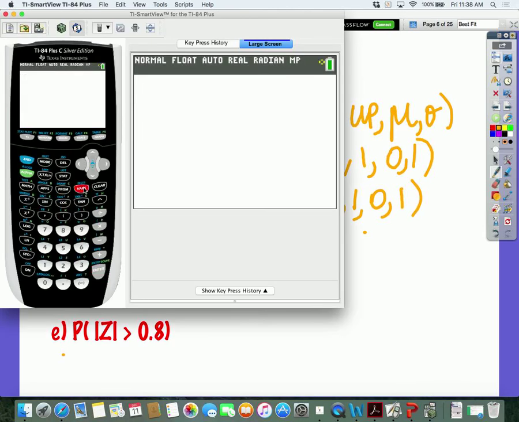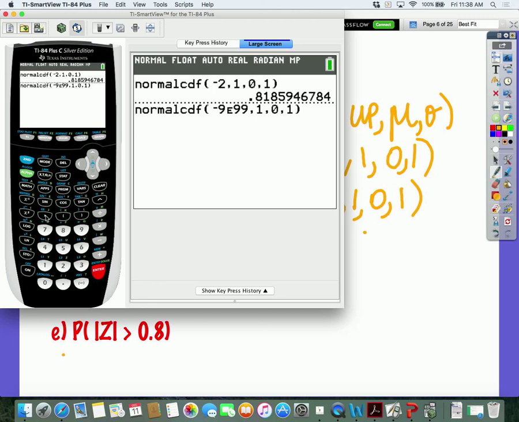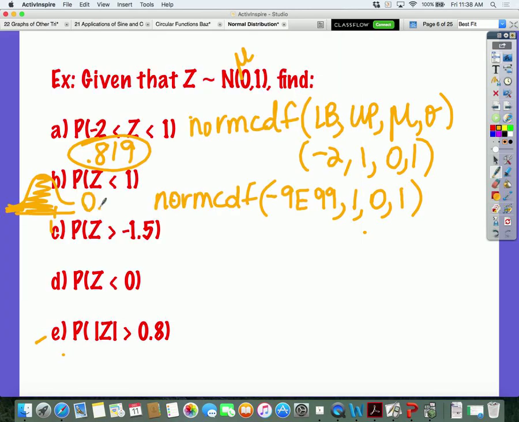So second bars, option 2. So -9, E, 99. Upper was 1, right? This is the same. Paste. Second comma. So same comma, we gotta use the comma to break all this up. Same comma. We click enter. Did you guys get this? Okay. So this is 0.841.